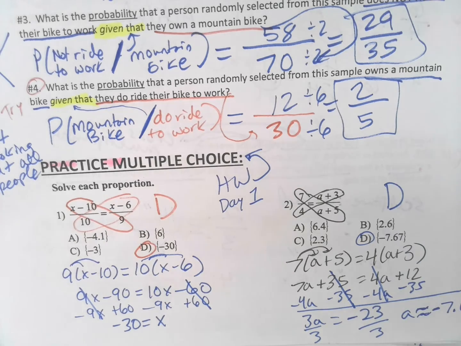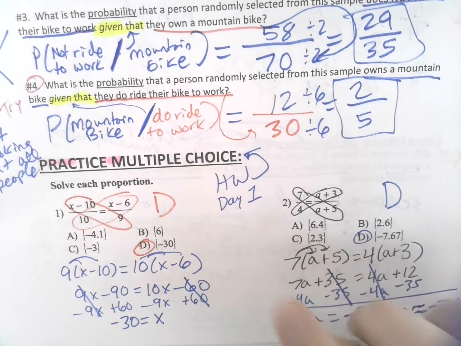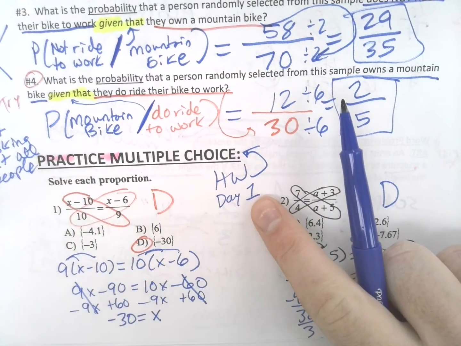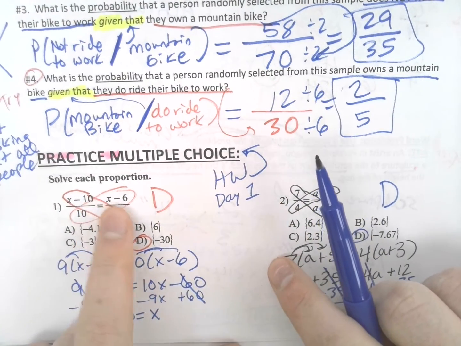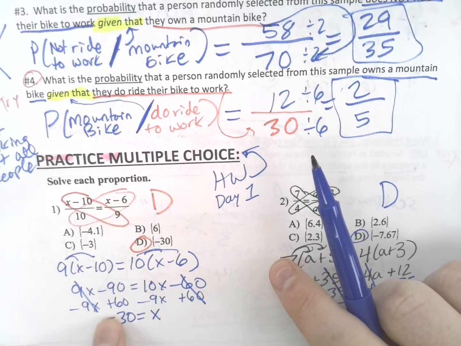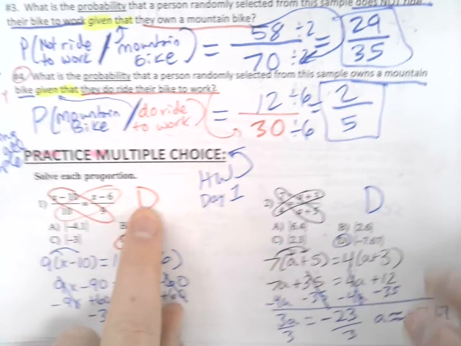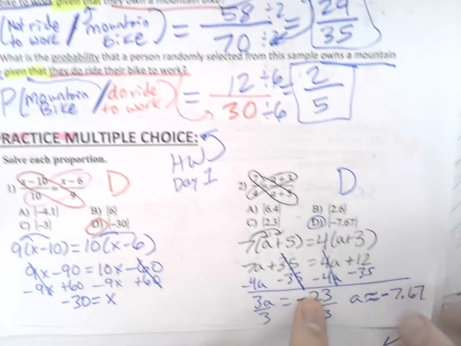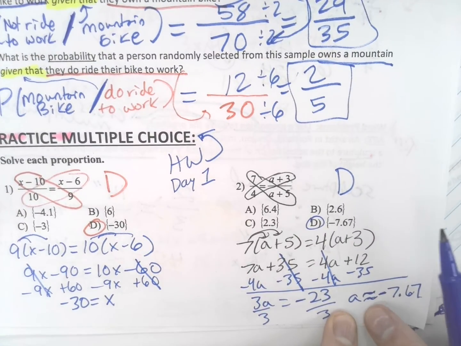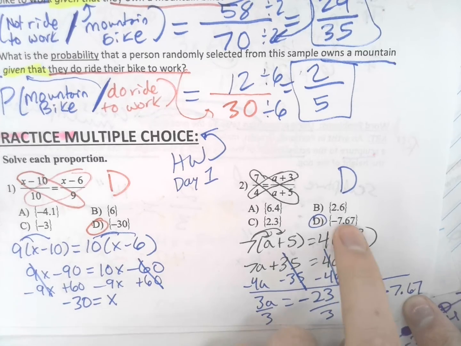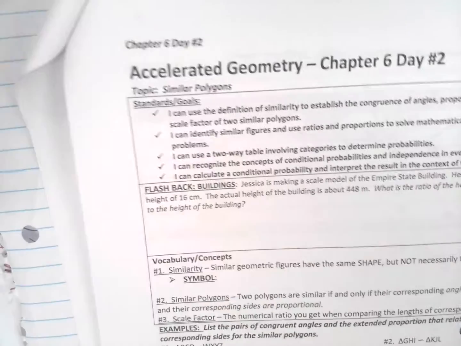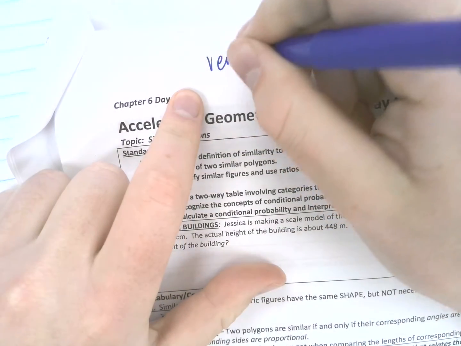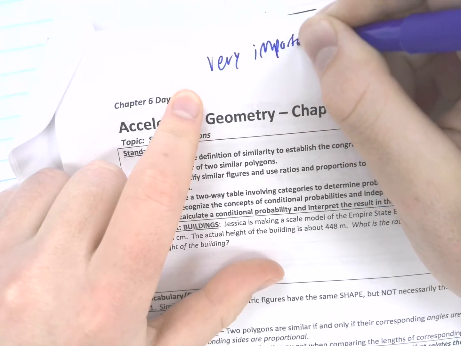Okay, so before we jump into day two, guys, you had just these two problems on day one, practice multiple choice. We cross multiply and solve to get x equals negative 30, D. And then number two, proportions are set equal. Solve, we cross multiply, and this time you get approximately negative 7.67, which is also D. I just wanted to cover that real quick before we get into a very important day, another one.